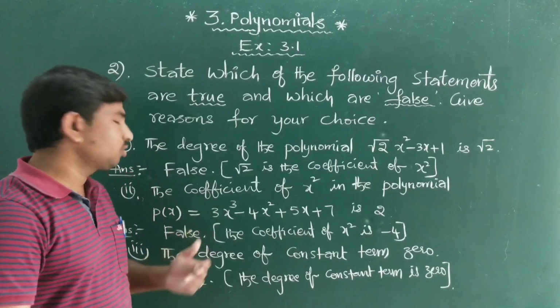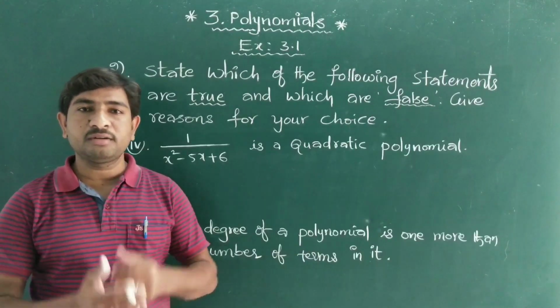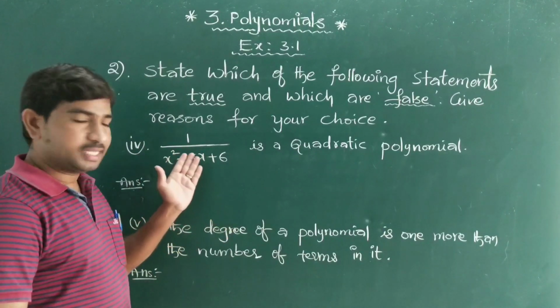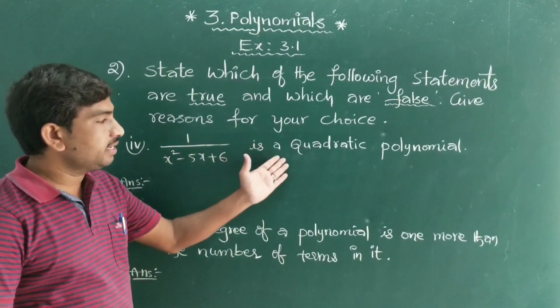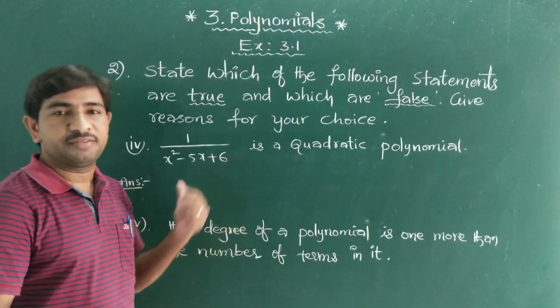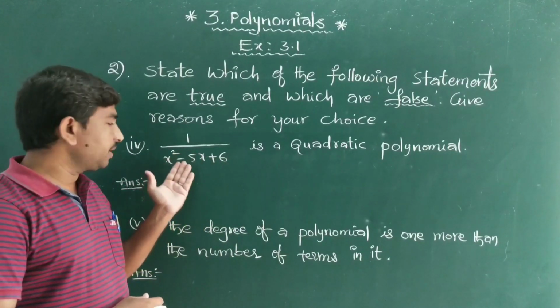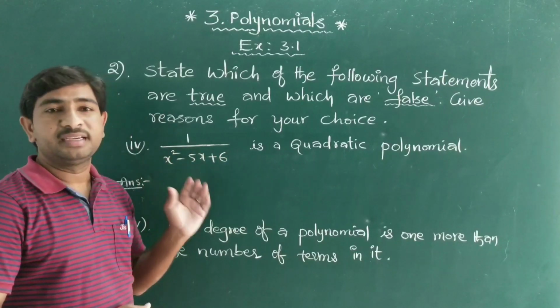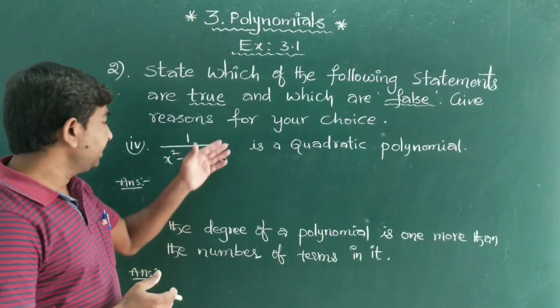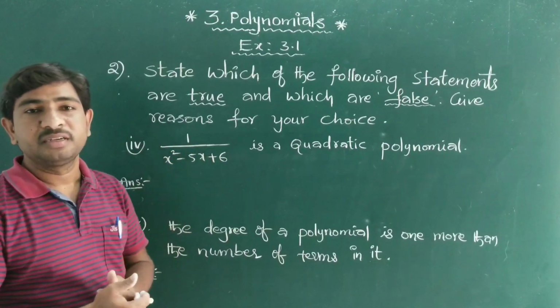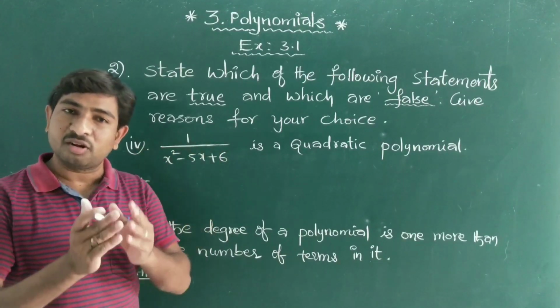Okay, now see the fourth problem. 1 by x square minus 5x plus 6 is a quadratic polynomial. This is the given question. Actually, x square minus 5x plus 6 alone is a quadratic polynomial, but when it is in division form, that is, in the denominator, first of all it is not a polynomial.